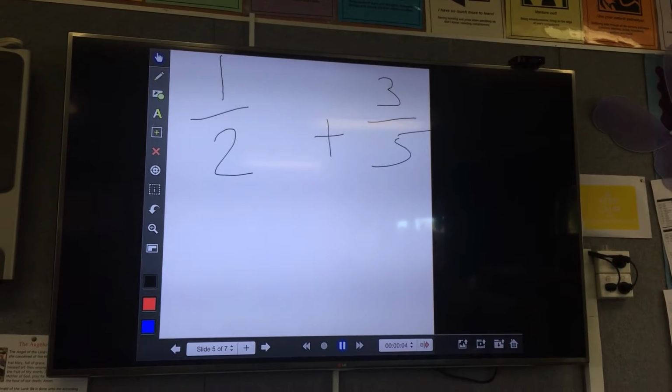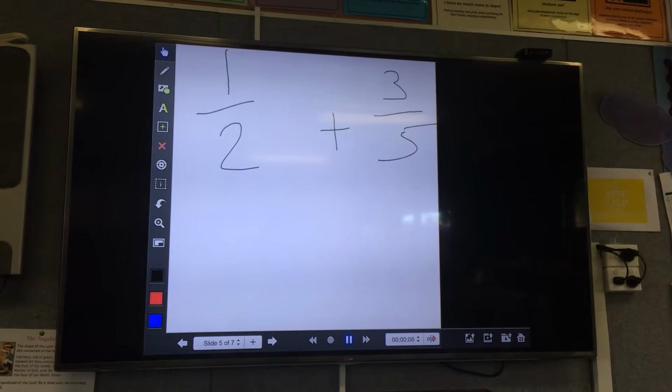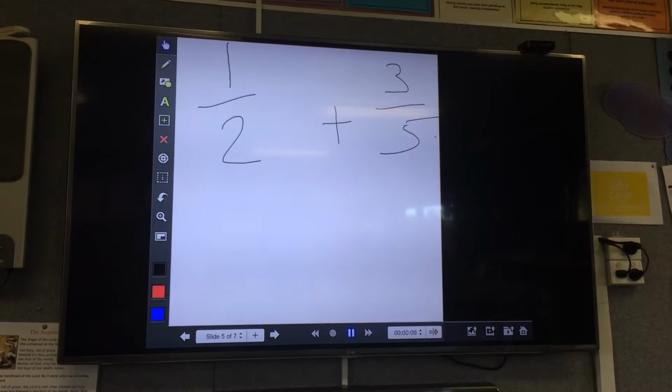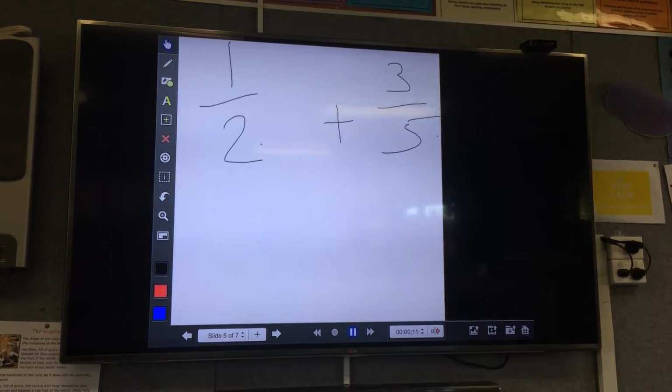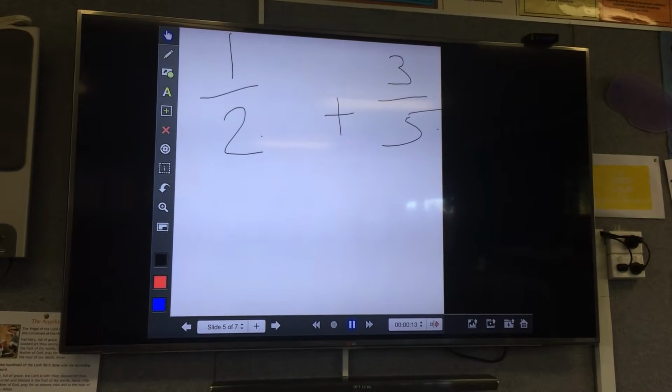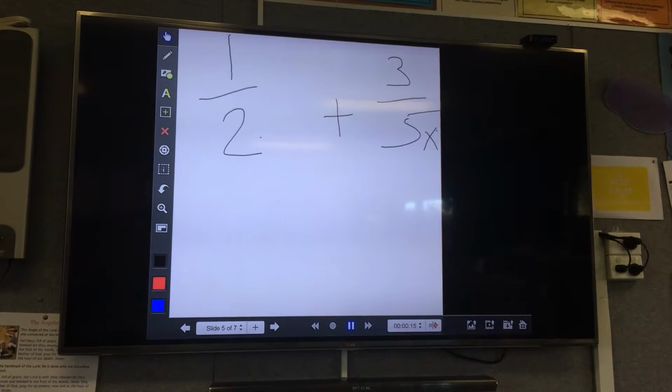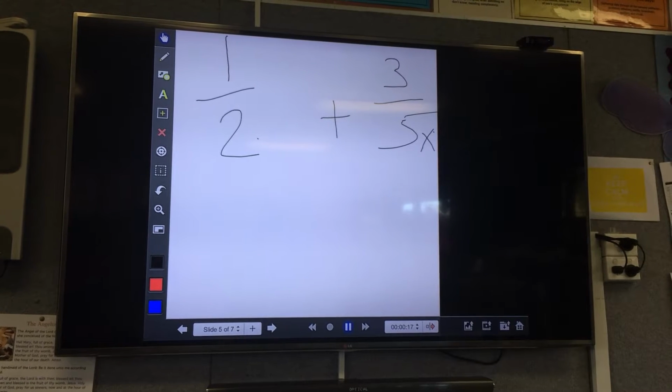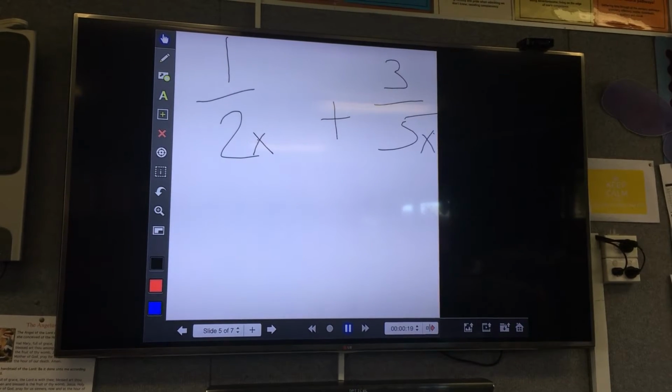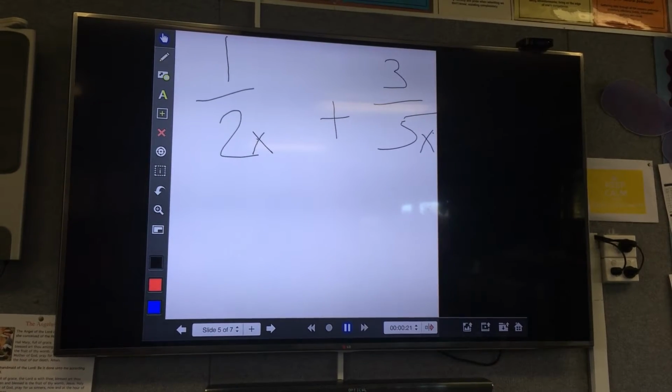Okay, so back to that. Remember, our lowest common denominator is 10, because both 5 and 2 can go into 10. How can we make that? How many times is 5 going into 10? It's 2. And 2 times 5 is 10.